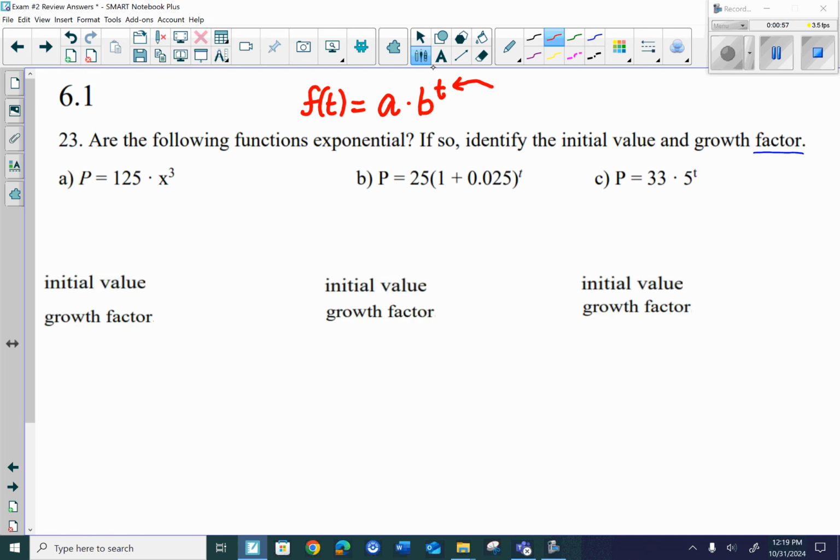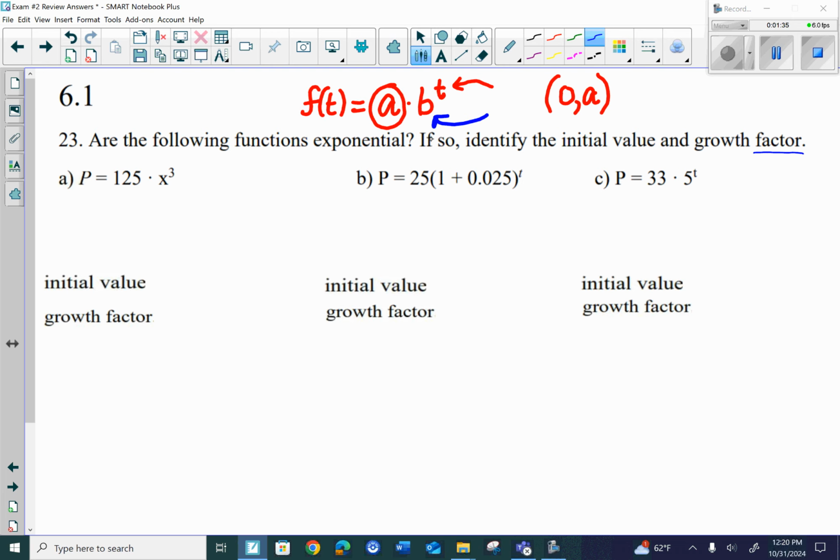We learned that a was the initial value, because if t had a value of 0 and we put 0 in there, b to the 0 would be 1, and we would be left with a function value of a. So 0a, the y-intercept, is the initial value in any scenario at time 0. The function would have value a. And we learned that b was the growth factor. That's what we called the growth factor, that solid base of that exponential function.